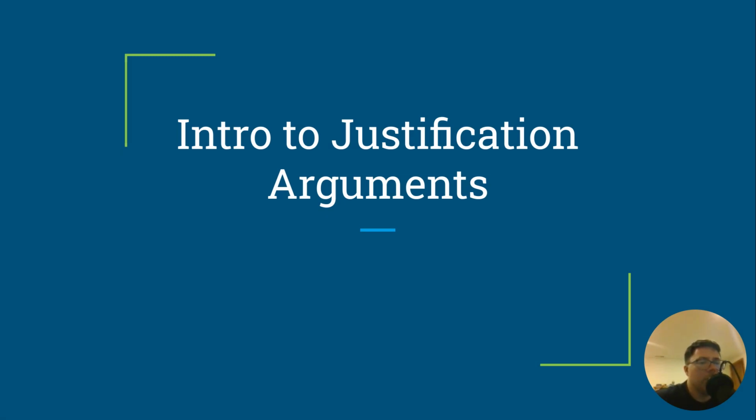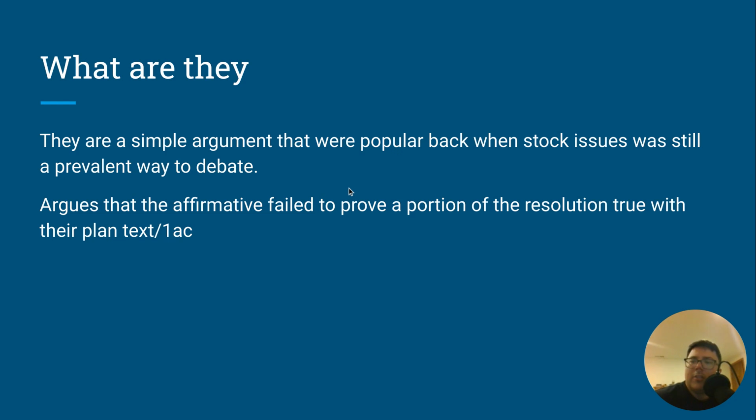Alright, this video is going to be a brief introduction to justification arguments. So, these are really old school arguments. They were popular back when stock issues were really prevalent in debate and kind of the way that most people debated back then. And the way justification arguments work is they argue that the affirmative failed to prove or justify a portion of the resolution true with their plan text, 1AC.